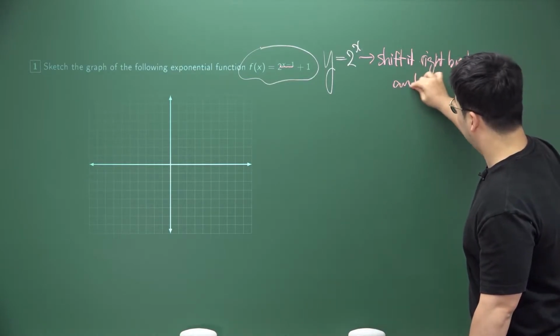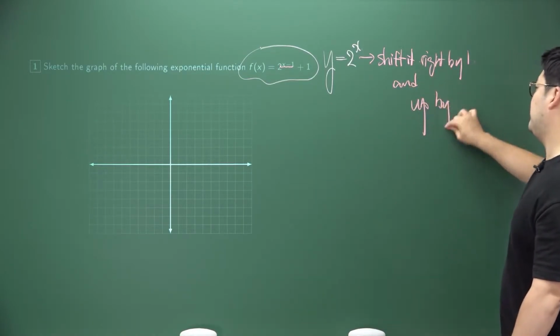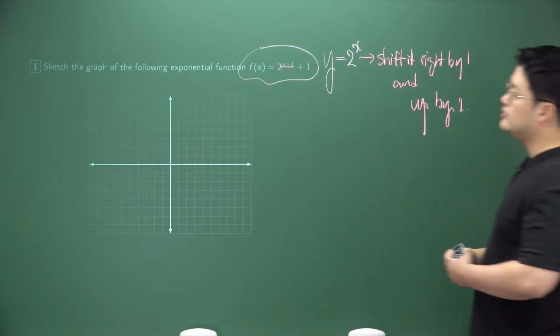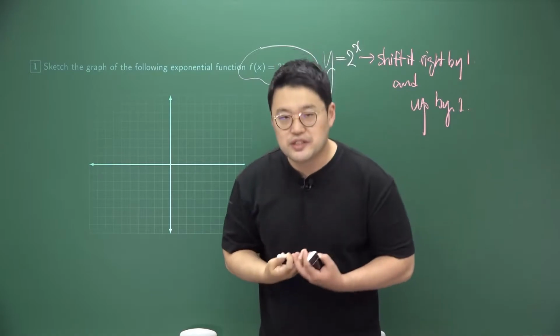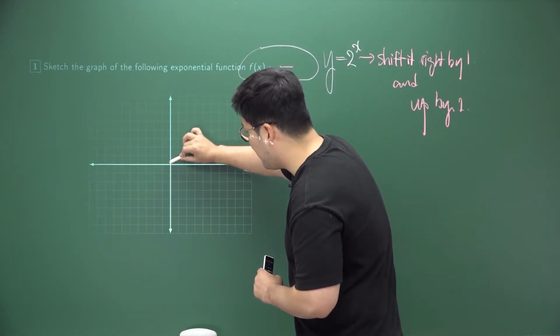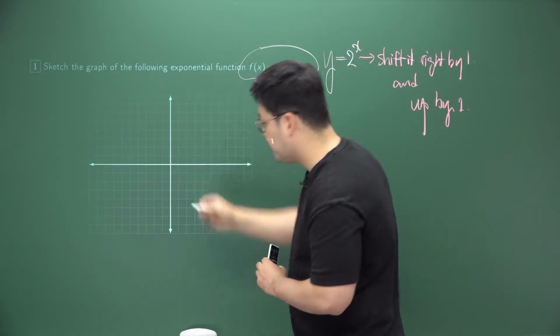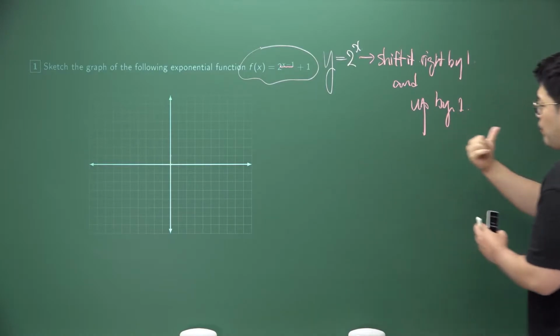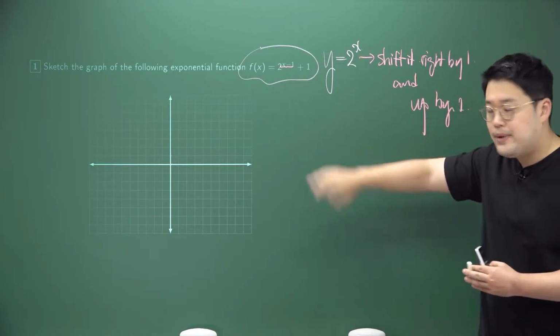and up by 1. All right. Where is the beginning point? The beginning point was (0, 1), right? I want you to shift that 1 unit to the right and 1 unit up.